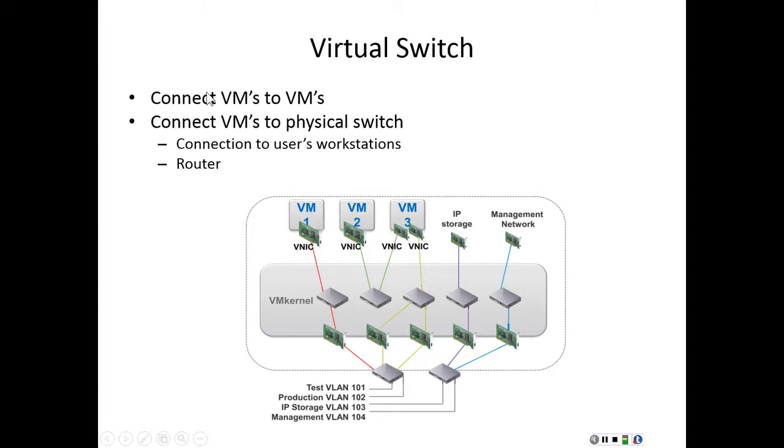Similarly, a virtual switch connects virtual machines to virtual machines, and it connects virtual machines to the physical network interface card, which connects to the physical switch, which connects to the user's workstations, and which connects to the router. This diagram shows that VM2 and VM3 are connected to each other using the virtual switch. It shows that virtual machine 1 is connected to the virtual switch, which connects to the physical network interface card, which connects to the physical switch, which connects to the users.